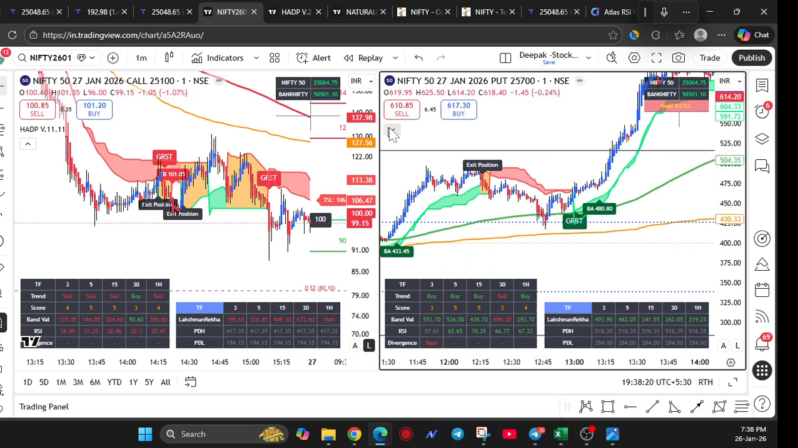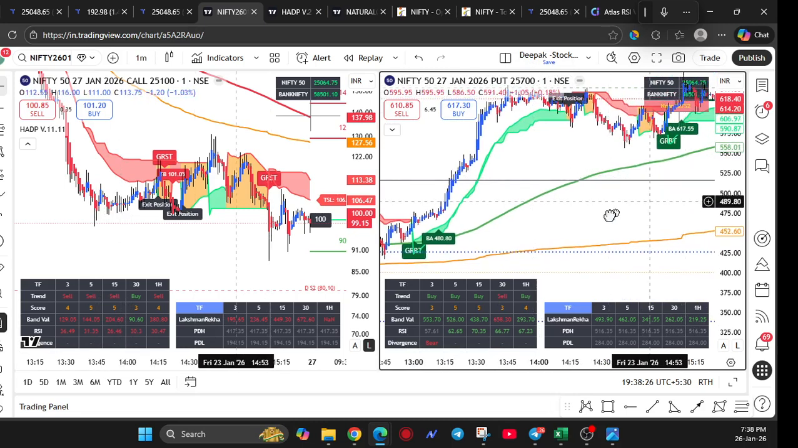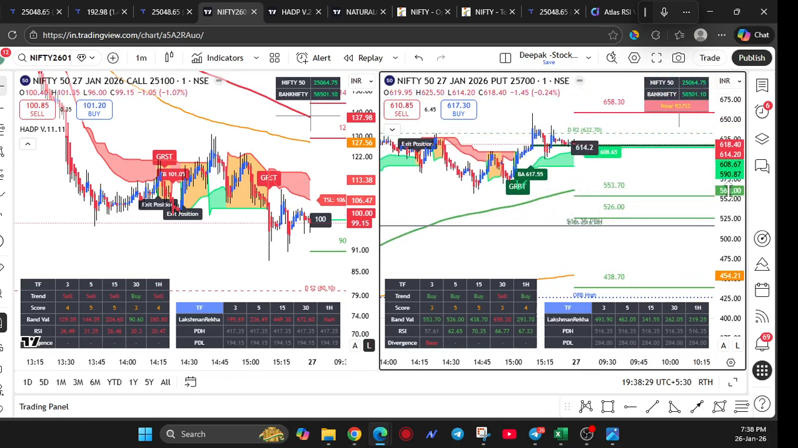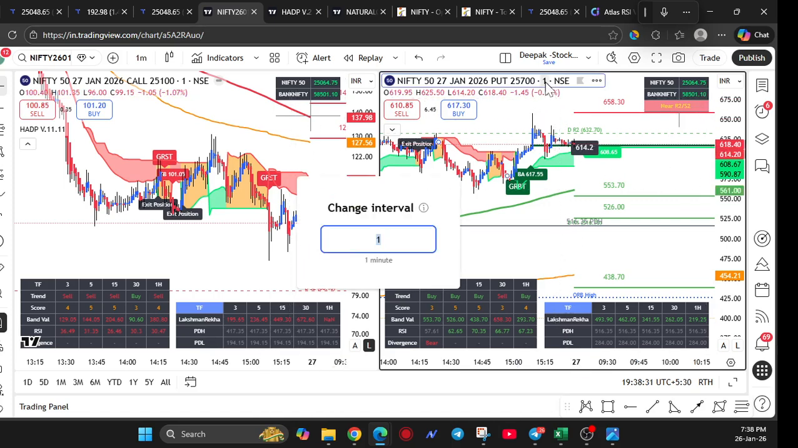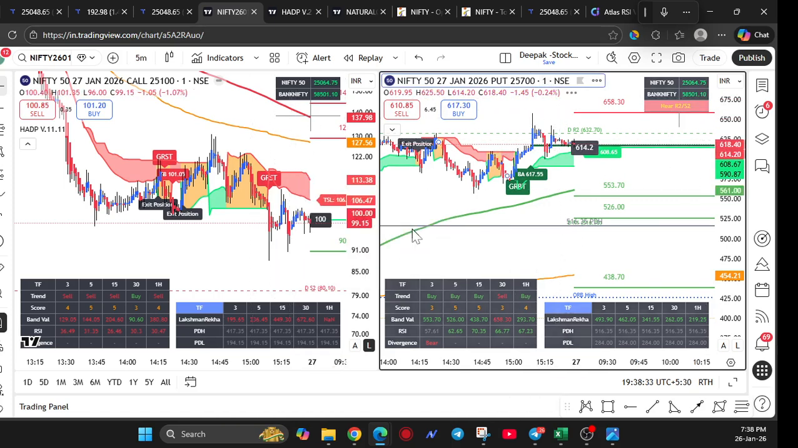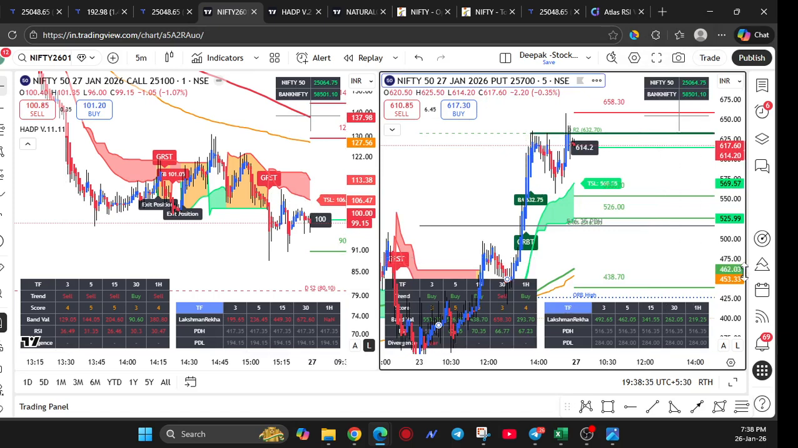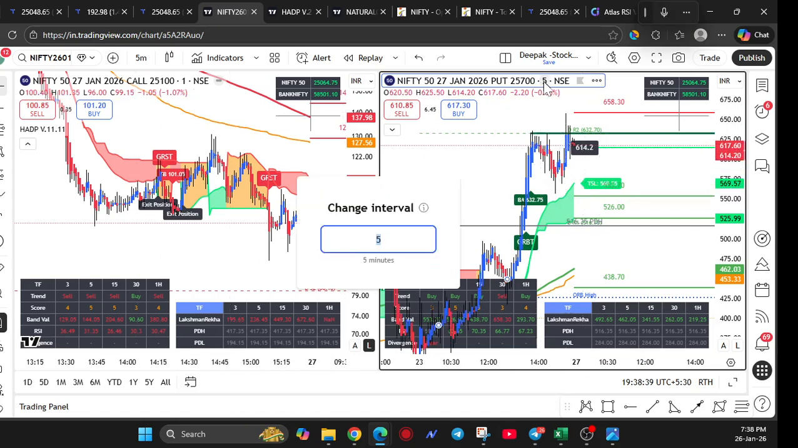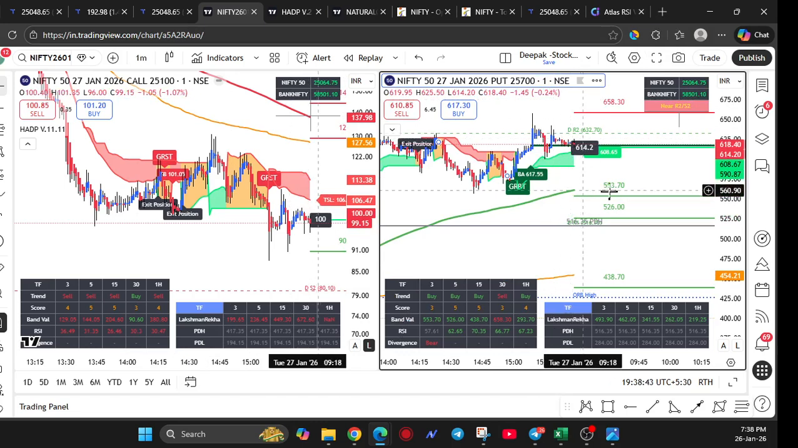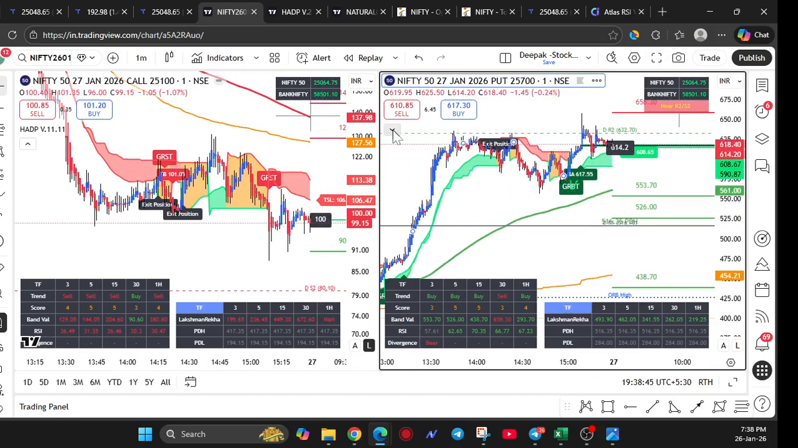So this will keep changing. For example, if this is 1 minute and I change it to 3 minutes, this line, which is currently at around 561, will change. Let me change it to a 5 minute candle. Now look at the Lakshman Rekha, it has gone to 462. So for the time frame you are selecting, it will show you the higher trend. This is what the Lakshman Rekha is all about.